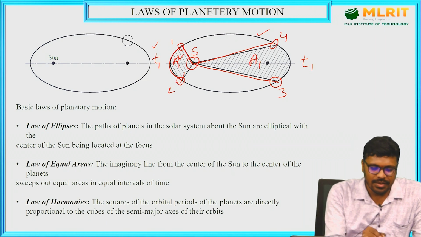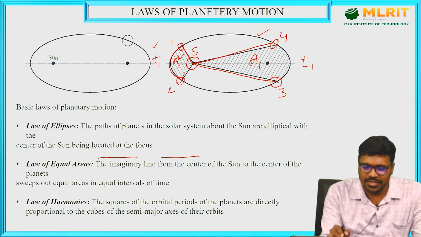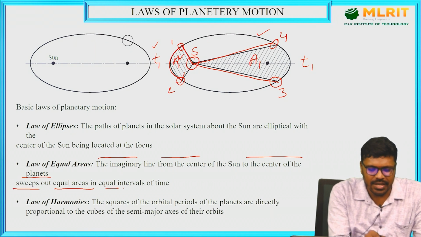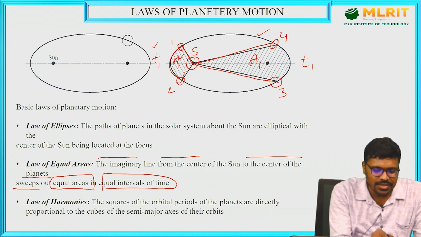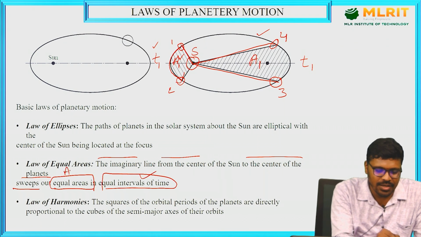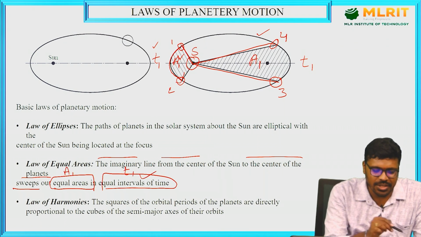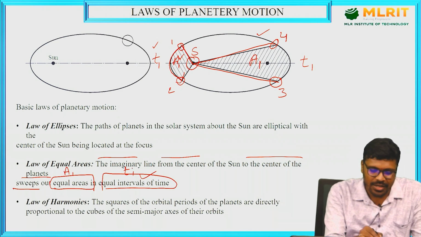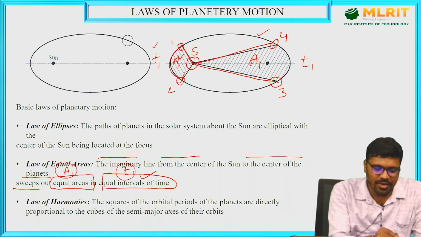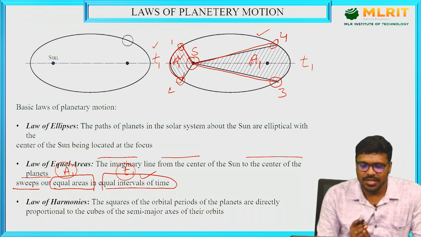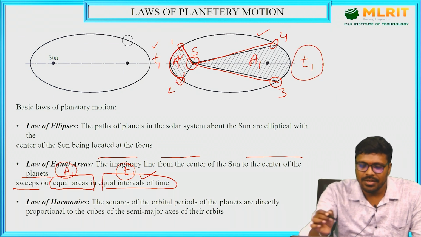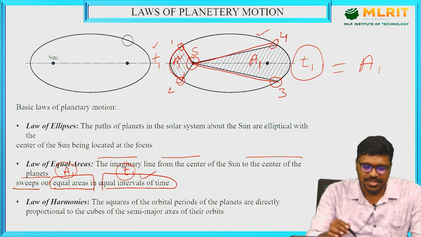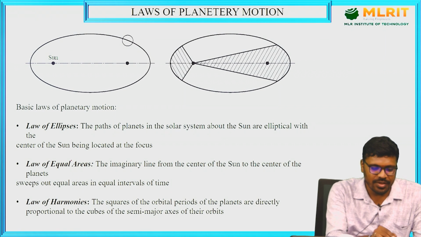So the imaginary line from the center of the sun to the center of the planet sweeps out equal areas in equal intervals of time: equal areas, that is A1, in equal intervals of time, that is T1. Whatever the positions, if the planet travels for a duration T1, it will sweep an area equal to A1. That's it. This is the second law, the law of equal areas.